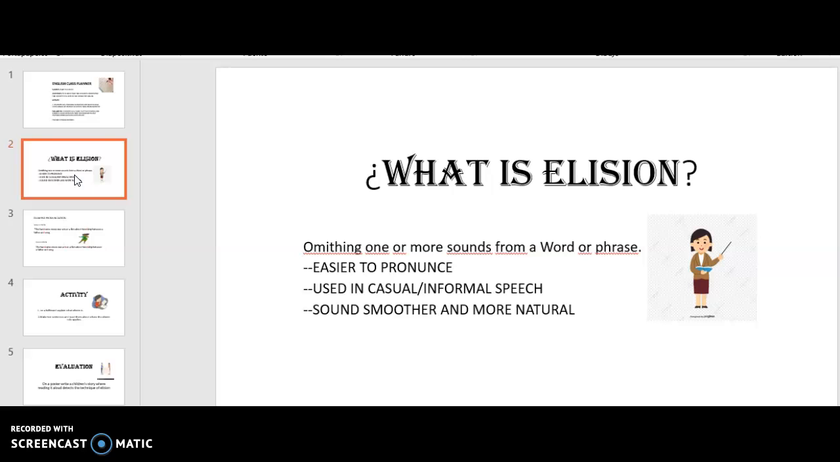What is a lesson? Omitting words and some sounds from a word or phrase. It is easier to pronounce, using casual rather than formal speech, and sounds smoother and more natural.